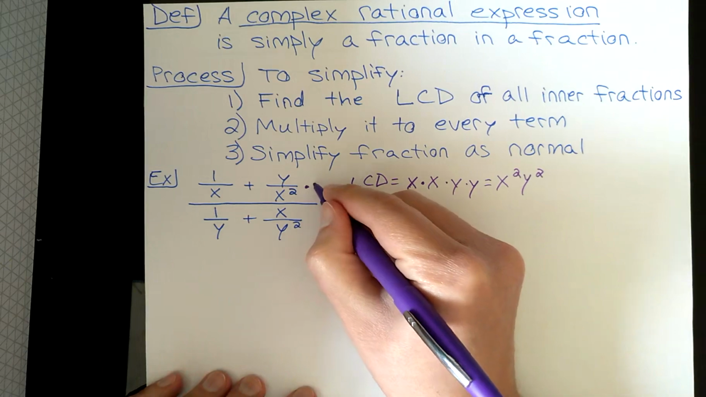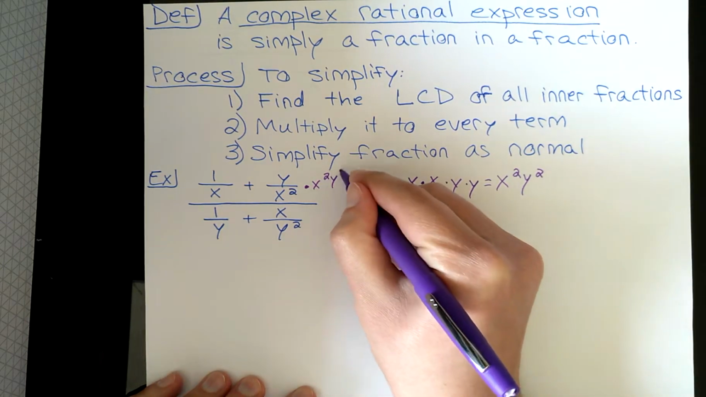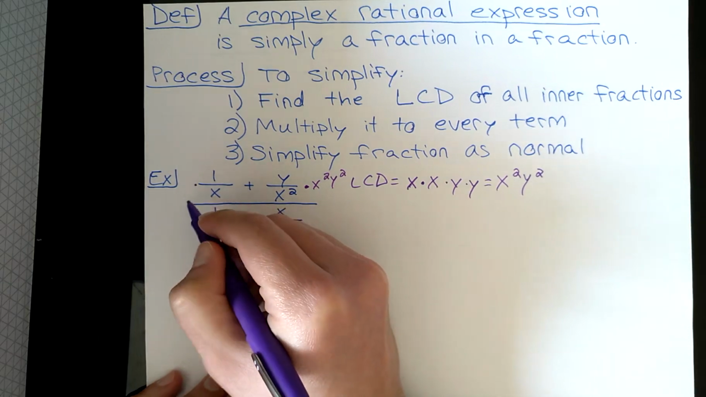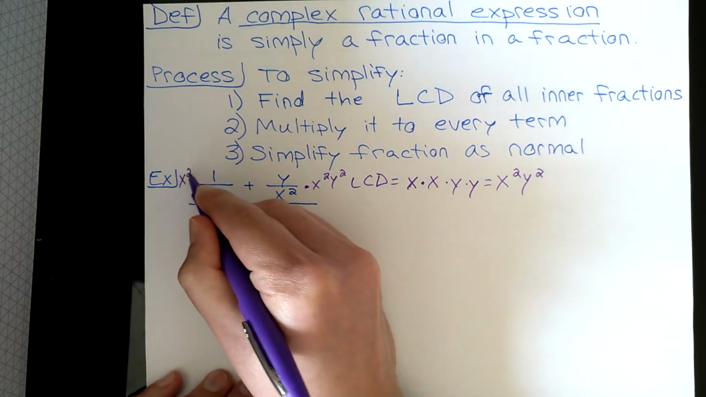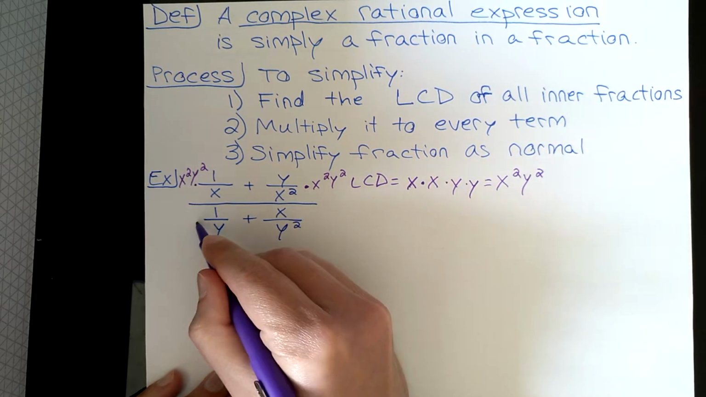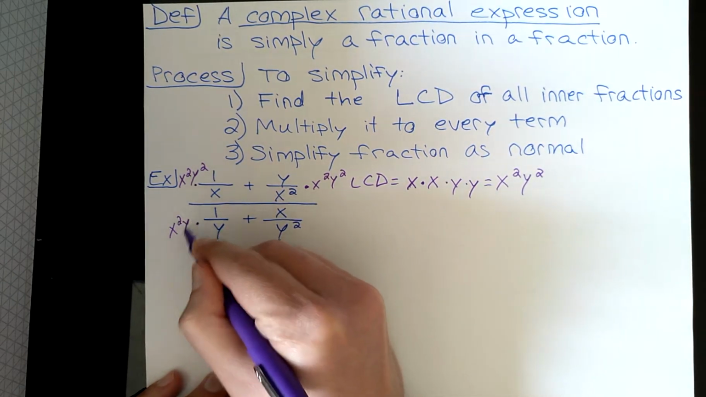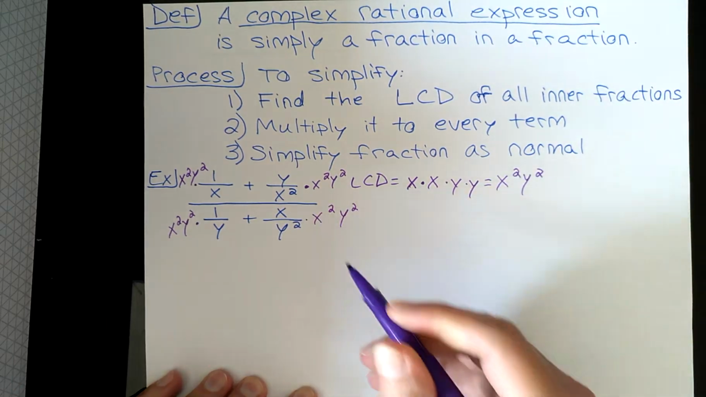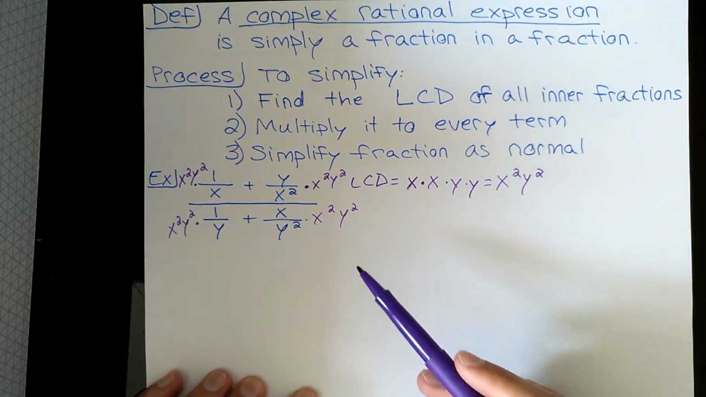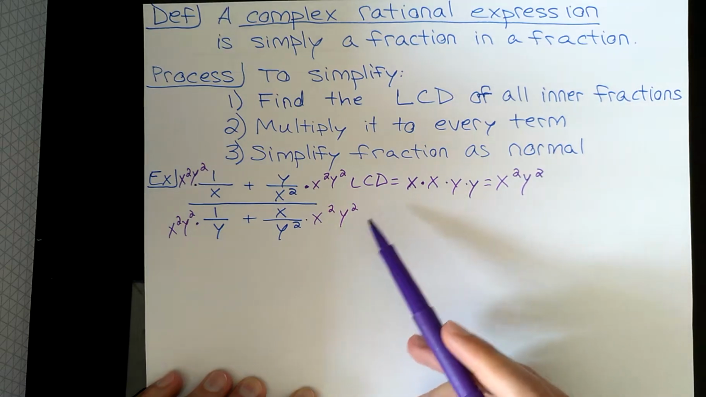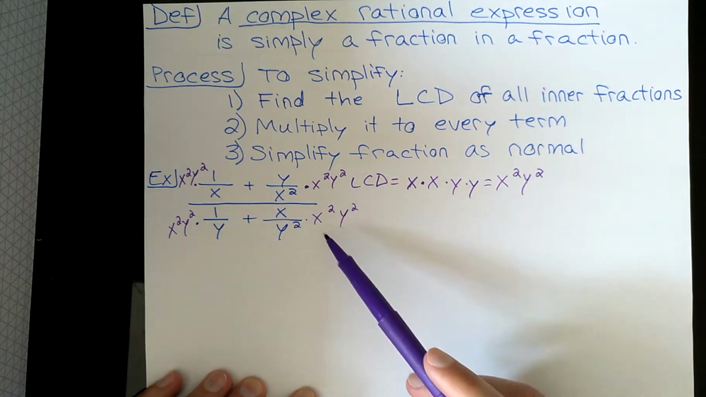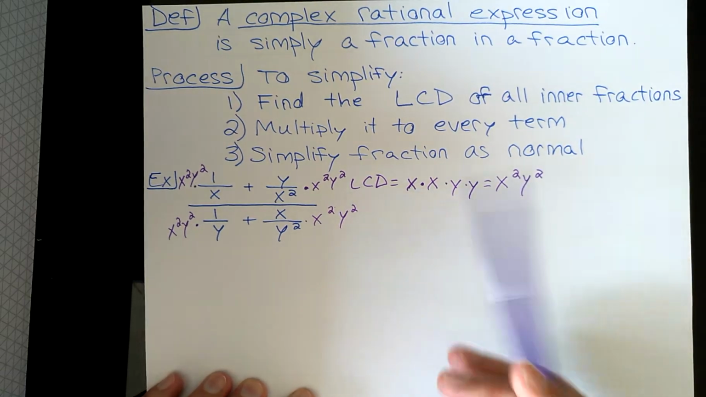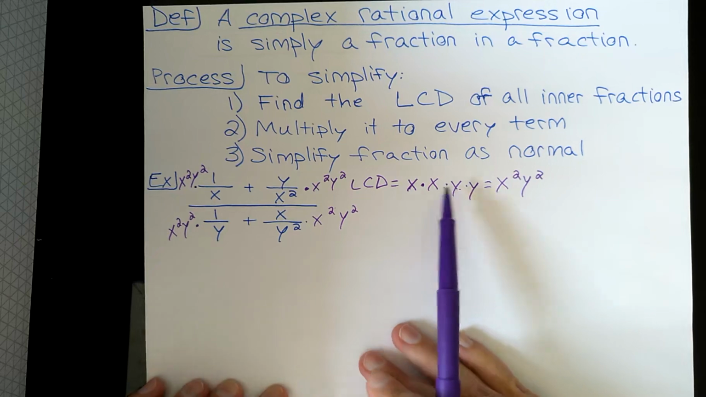That's what we're going to multiply to every term. So, over here, we'll multiply the second fraction by x squared, y squared. We'll do the same thing over here, here, and here. This is just a faster way of multiplying this least common denominator to the numerator and denominator of our larger fraction. But if you're more comfortable just going about it that way, that's perfectly fine as well.